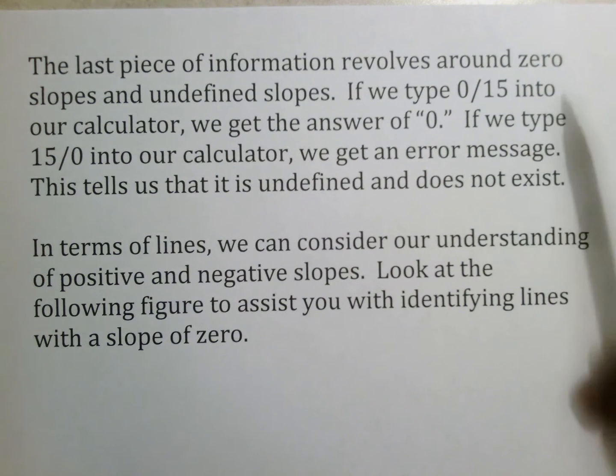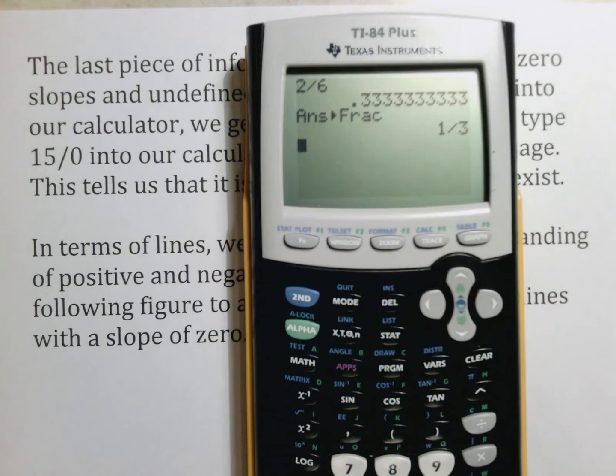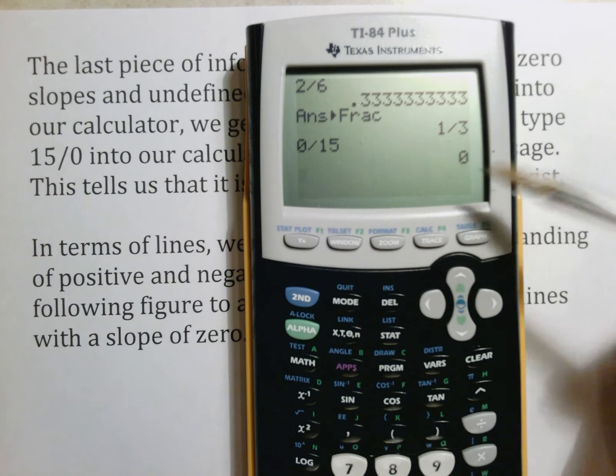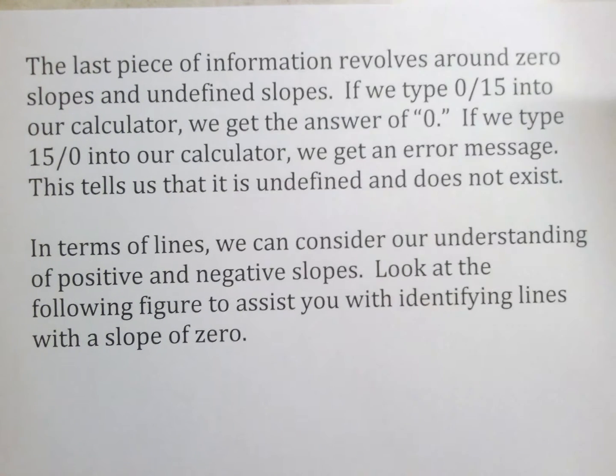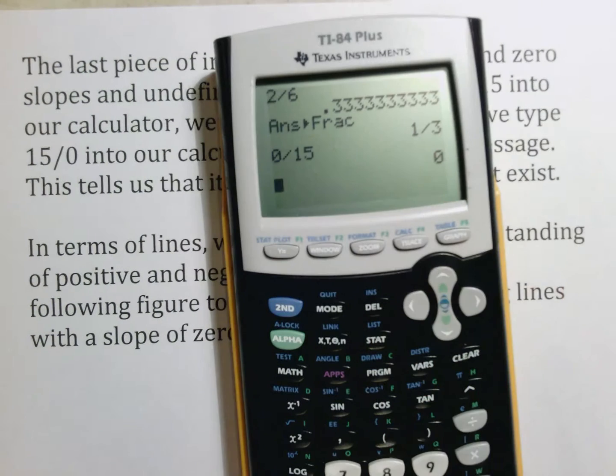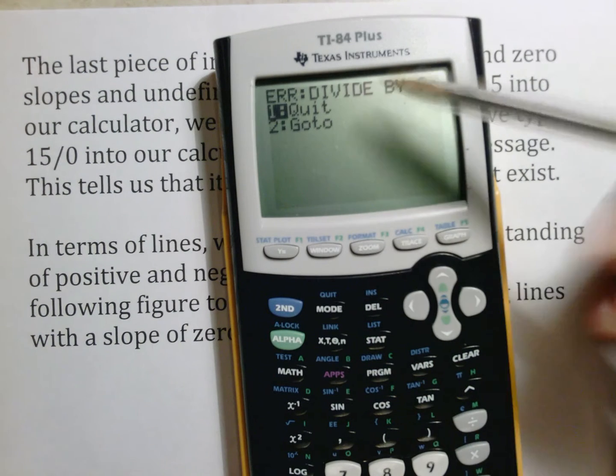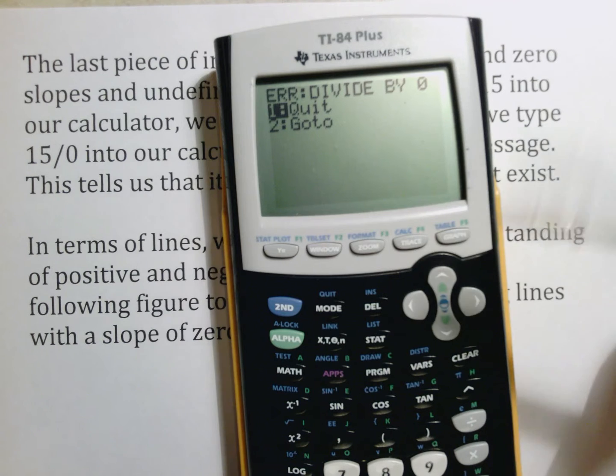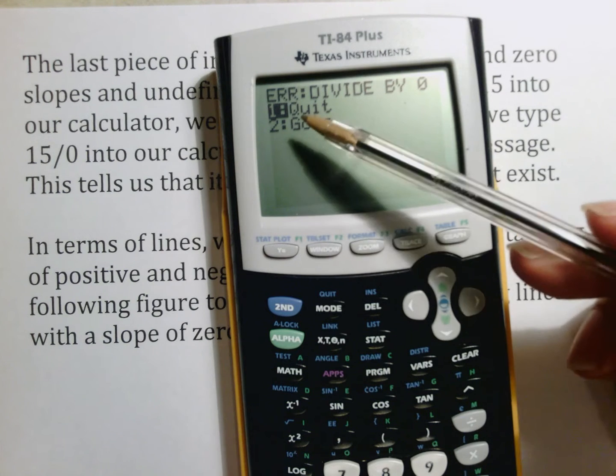The last piece of information revolves around zero slopes and undefined slopes. If we type 0 over 15 into our calculator, 0 divided by 15, we get the answer of 0, which means that the answer is actually 0. If we type 15 divided by 0 into our calculator, it breaks, so to speak.